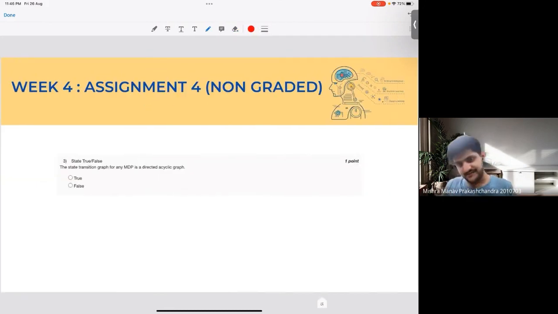Okay, then moving to the third question. The state transition graph for any MDP is a directed acyclic graph. So just refer to the example professor had used in the class. In this particular exercise, if I am in state 1, state 2, let's say action 1, action 1, this is action 2, action 2. So you see that this is a directed graph, but this need not be acyclic. It can very well be cyclic and still be an MDP. So the statement that the state transition graph for an MDP is a directed acyclic graph is too restrictive. So that's why this is also false.